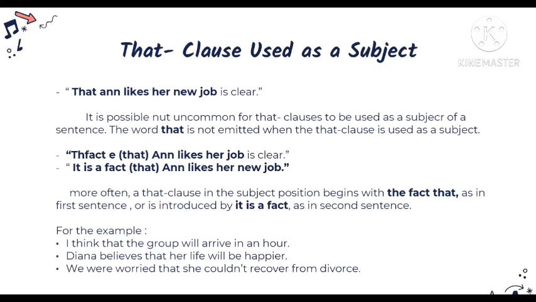And for the other examples, I think that the crew will arrive in an hour. Diana believes that her life will be happier. We were worried that she couldn't recover from divorce.